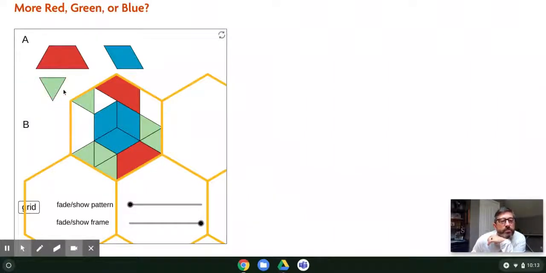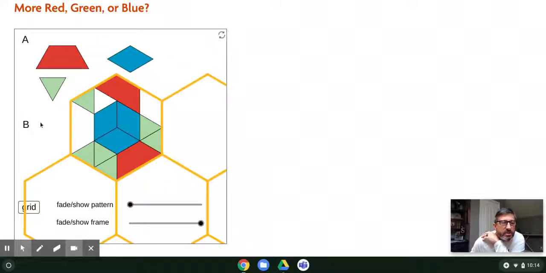Here we've got a triangle. There are 3 trapezoids, 1, 2, and 3. We've got 4 blue ones, which are the rhombus, 1, 2, 3, 4. And then we have 7 triangles, which is the green one, 1, 2, 3, 4, 5, 6, 7. So which number is bigger, 3, 4, or 7? 7, that's right. So you would think that the triangles would cover more of this space than everything, because there's 7 of them.